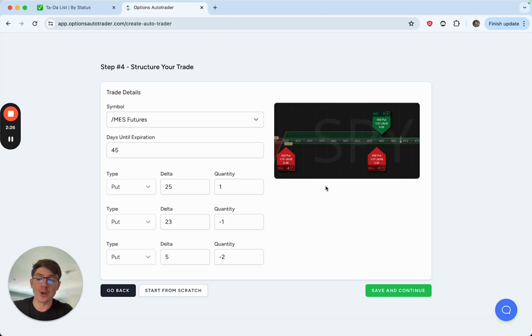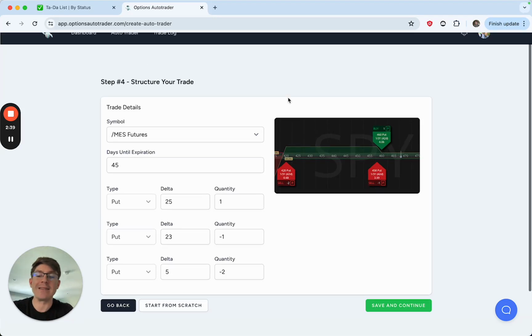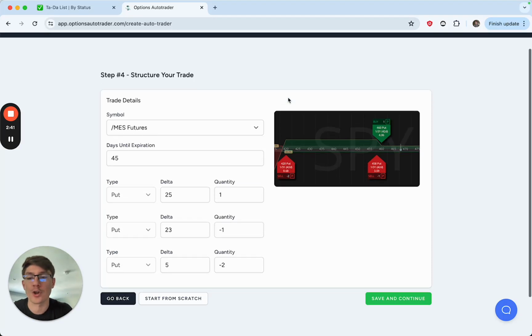If you want to see what the trade looks like from a profit and loss perspective, here's the profit and loss graph. You can see a 112 creates this little bear trap and then profit all to the upside. This again is the profit chart at expiration. So again, I hope this made sense. This is the trade details and how you structure a trade for the Auto Trader.